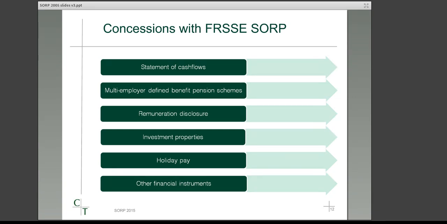That we've covered so far, we've covered the main differences between the old version of the SORP and the new proposed SORPs. We've looked at the benefits you would get from applying the FRSSE version of the SORP. And the final thing to cover just now is what you should think of, what planning you should do at this point.